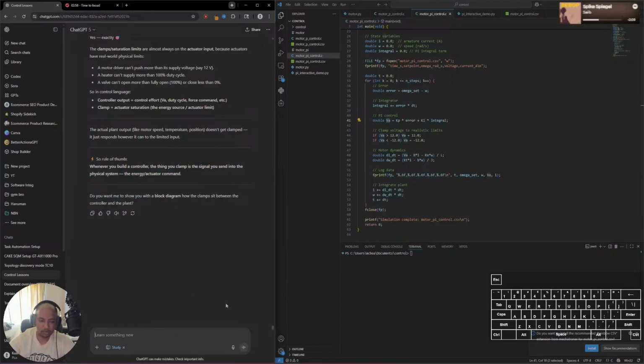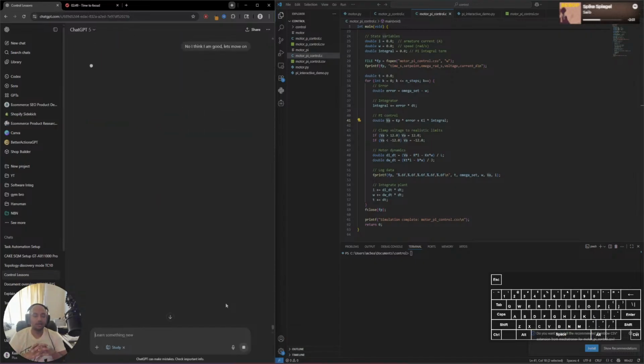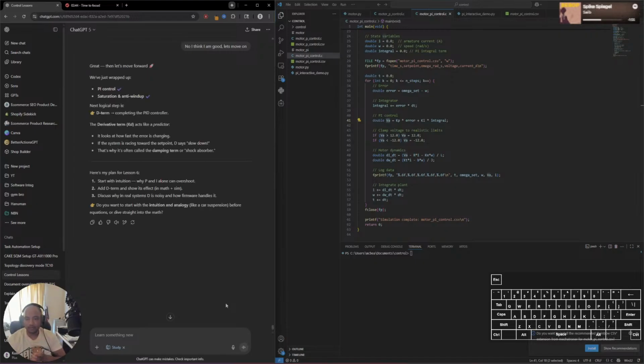Do you want me to show you a block diagram? The clamp sits between the controller and the plant. No, I think I am good. Let's move on. Okay, so that's the windup. That makes sense. We've just wrapped up PI control, saturation, and anti-windup.